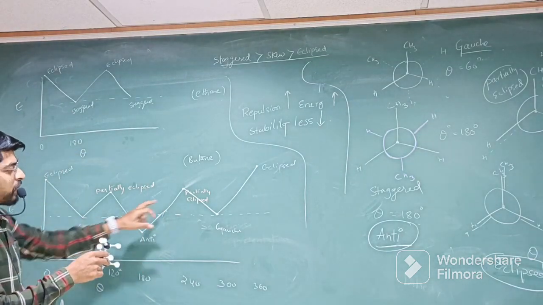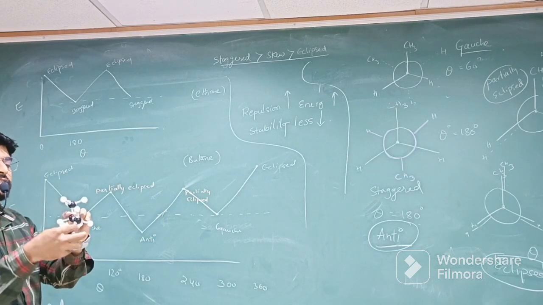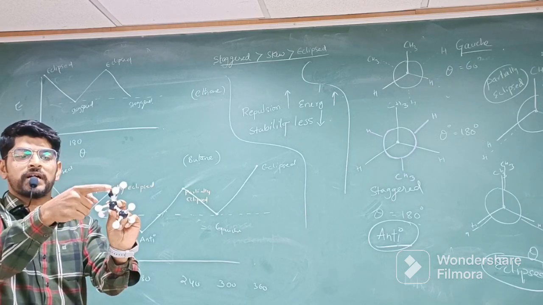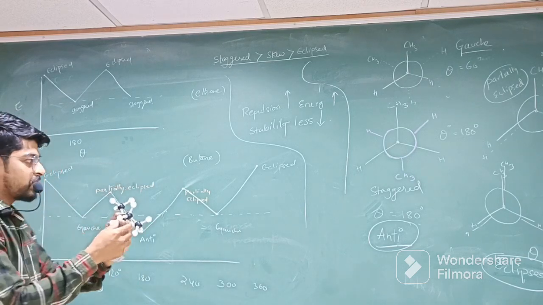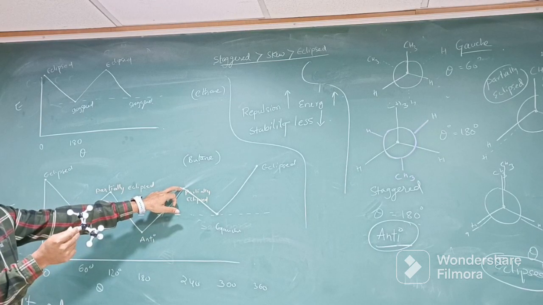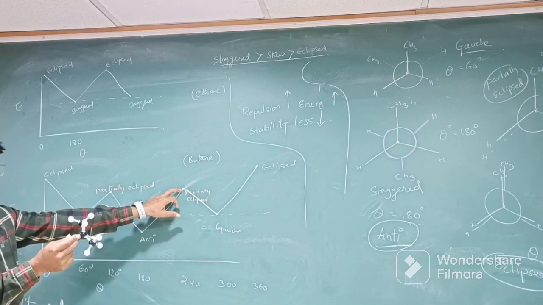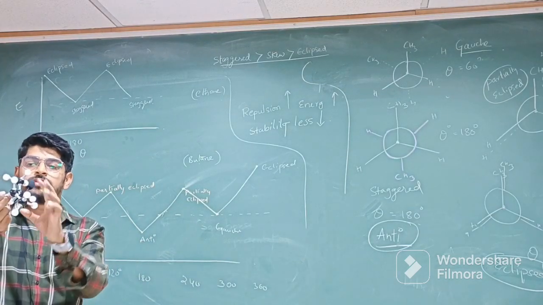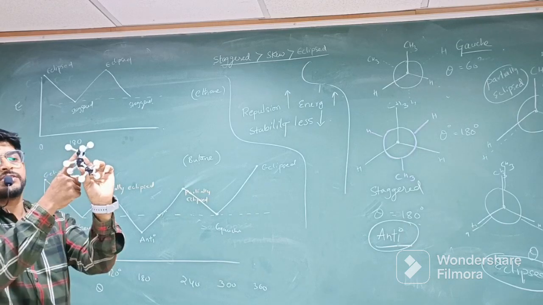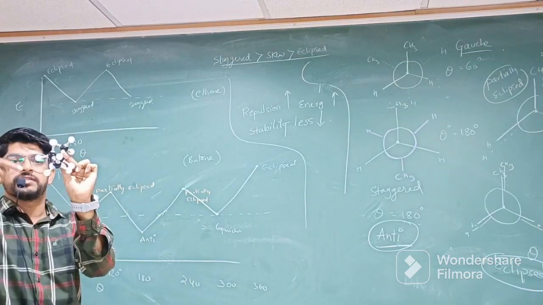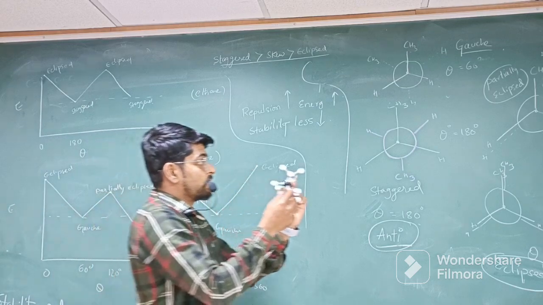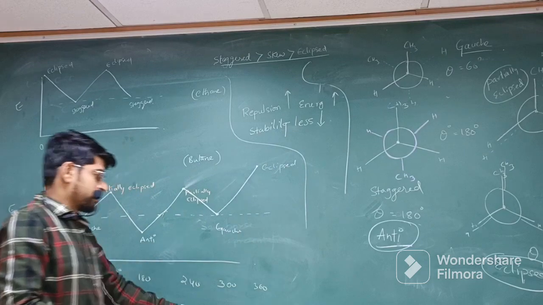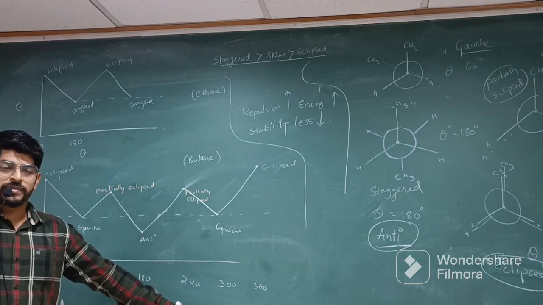We have one more eclipsed form, which is partially eclipsed. That is this form. In this, repulsions are there. This methyl is repelling hydrogen, and this methyl is repelling hydrogen. Even in this case, repulsions are more. So this is the next least stable one. Now what is the angle between the methyl groups? 120 degree, this methyl versus this methyl. So that is why that is next in terms of energy.